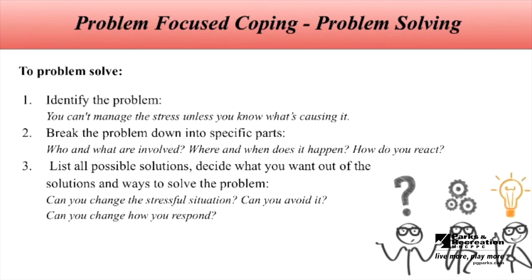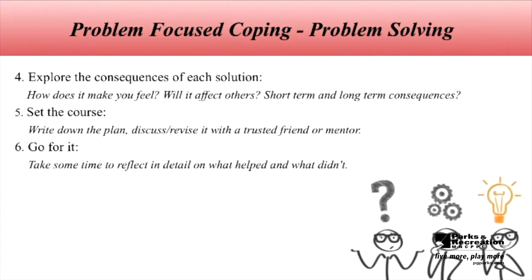Number 3, you want to list all possible solutions, decide what you want out of the solutions, and ways to solve the problem. Number 4, you want to explore the consequences of each solution. Number 5, you want to set the course. And number 6, go for it.